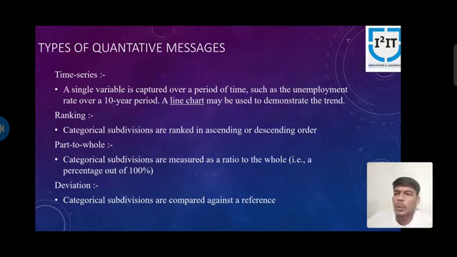The next is deviation. Deviation means comparison. Categorical subdivisions are compared against a reference. We can take a reference like sales, for example sales by salesman, or the budget of a company versus its production. It is a comparison between two things, and it is called deviation.